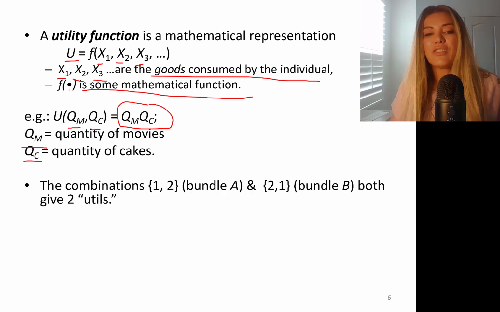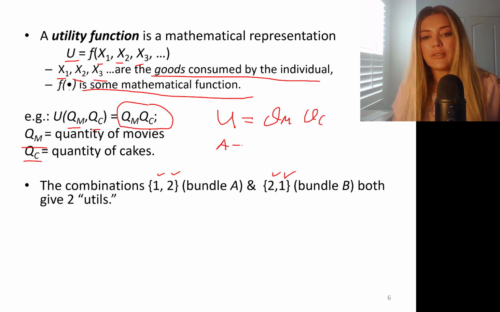In bundle A, we had 1 movie and 2 cakes, right? And bundle B, we had 2 movies and 1 cake, right? So if you multiply these, this is what you do. Utility function: Q_M times Q_C. If you look at bundle A, you're going to get utility at point A. Q_M is 1 times 2. That's going to give you 2 units.